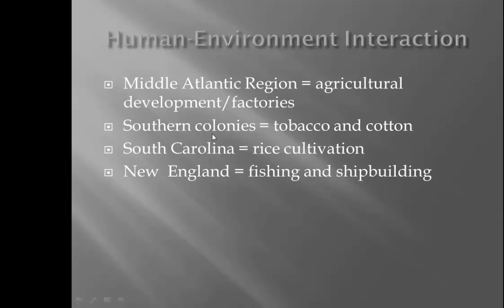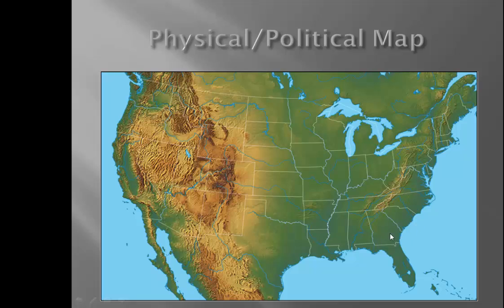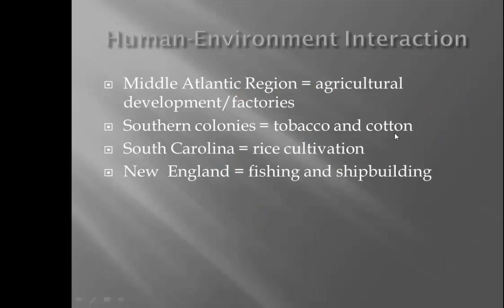Southern colonies. Down south. What do you got? Down here. Down south, right? Large farms, plantation, there's enough rainfall. We know what's going on there, right? Tobacco and cotton farms. South Carolina was ripe for rice cultivation. That was their biggest kind of plantations in South Carolina were rice, which is good because I like rice.